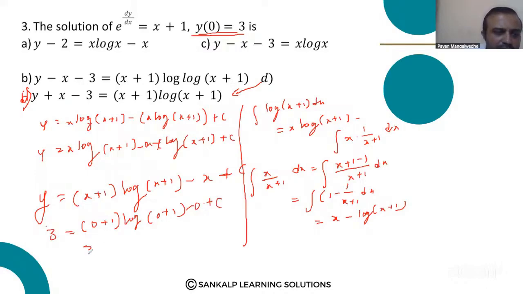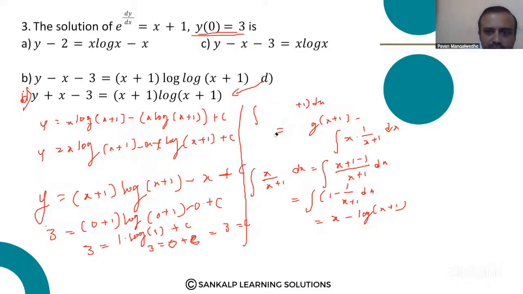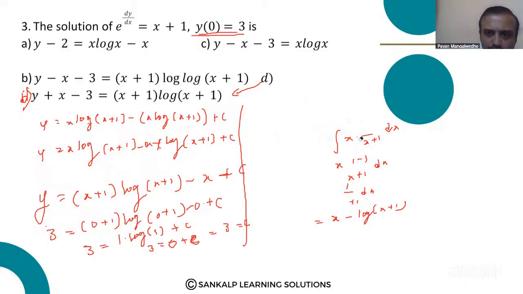So this can be written as 3 is equal to 1 into log of 1 plus c. Log of 1 is 0, so 0 plus c, which means c equals 3. Okay, so the value of c is 3. Now, by substituting this value, I'll erase this part for a minute. By substituting this, we are going to get the value.